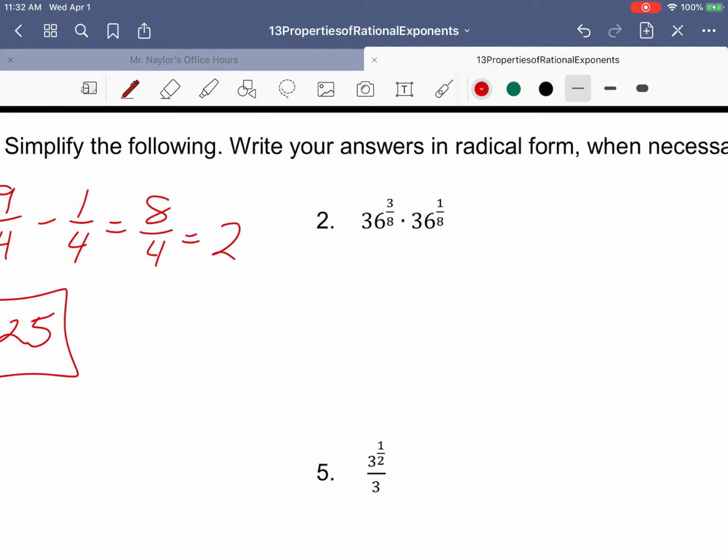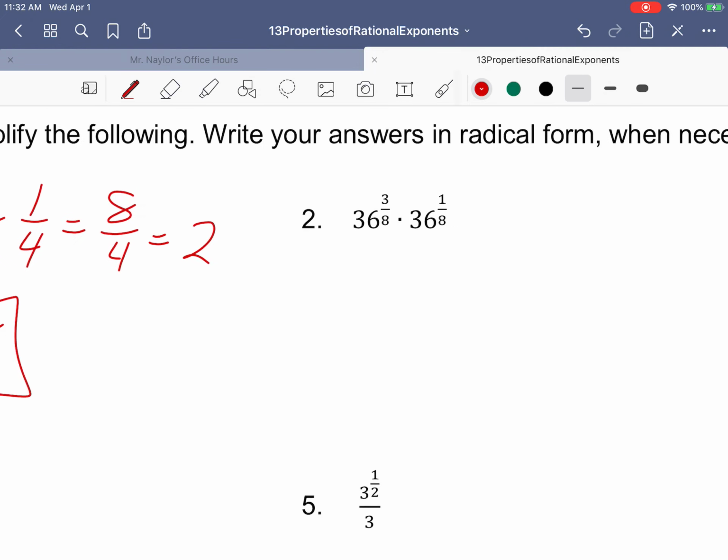The second one here, you want to add the exponents. That means you add the numerators. You get 4/8, which of course is the same as 1/2. Now, it would be 36 to the 1/2. That's the same as doing the root of 36. We call it the square root of 36, so that's going to come out to be 6.